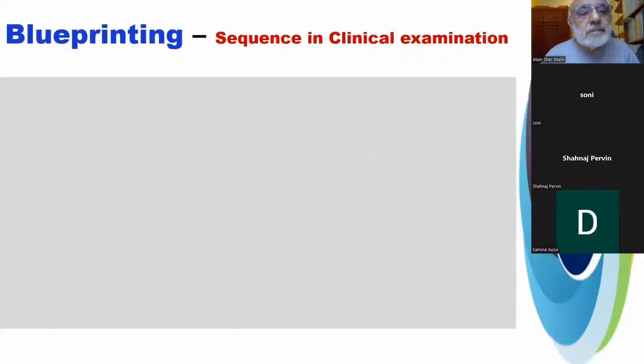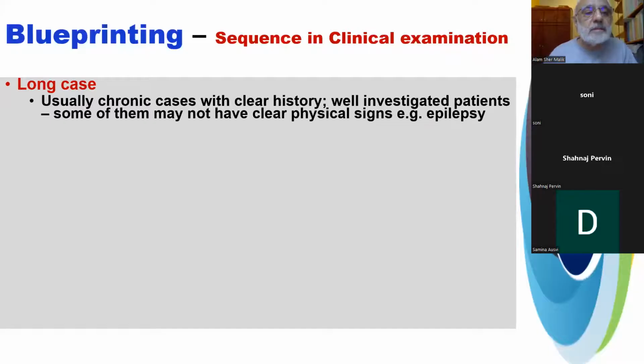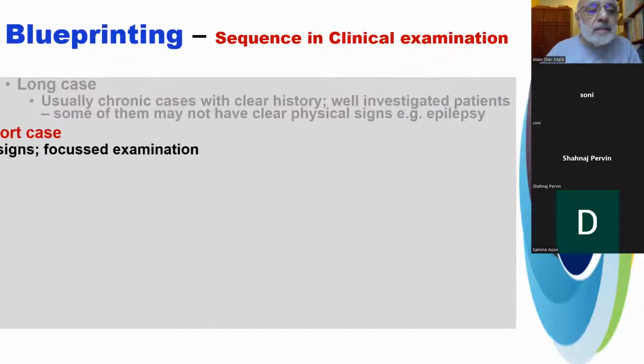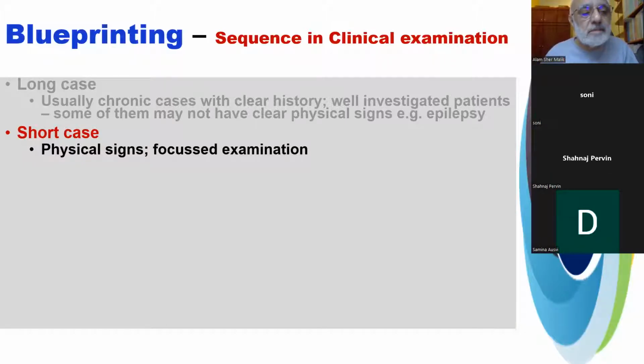The third simplistic view of blueprinting is sequencing in clinical examination. For any clinical examination, you can make an exhaustive list of topics which you think should be assessed in that examination. And from that list, first you take out the conditions which would be assessed as a long case. Usually chronic cases with clear history, well-investigated patients, are assessed in long cases. So all the topics or cases or patients which are being examined in the long case, we strike out from the list. Similarly, we strike out the cases which are being assessed as a short case.